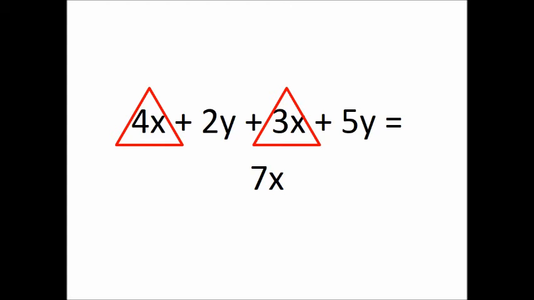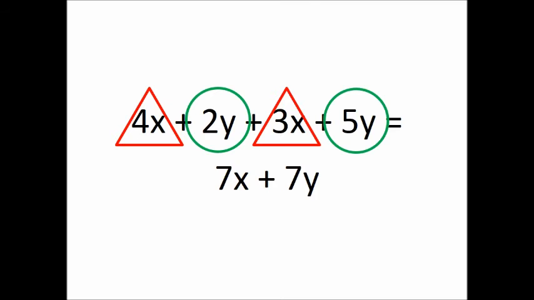So next, because we can't make gophers and hawks, we have to take something else, the y. So we're going to put a circle around the y. We put a circle around the 2y, a circle plus the 5y, and we get 7y. We're done. No gophers and hawks.